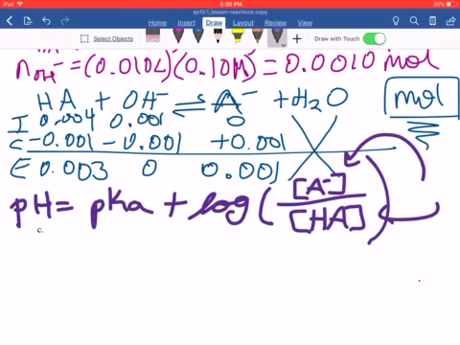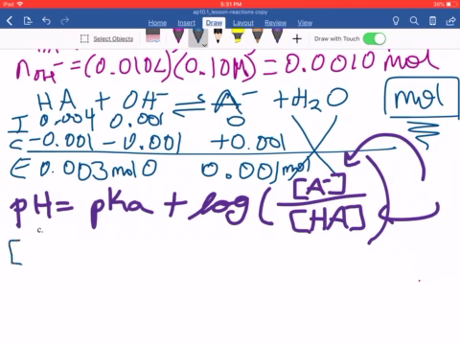So we're going to go ahead and plug in everything that we know at this moment. We need to find the concentration of acetate and the concentration of acetic acid first. We know that for acetic acid it's 0.003 moles, and for acetate it's 0.001 moles, but we need to plug in the concentrations, not the moles. So we need to divide by the total liters.